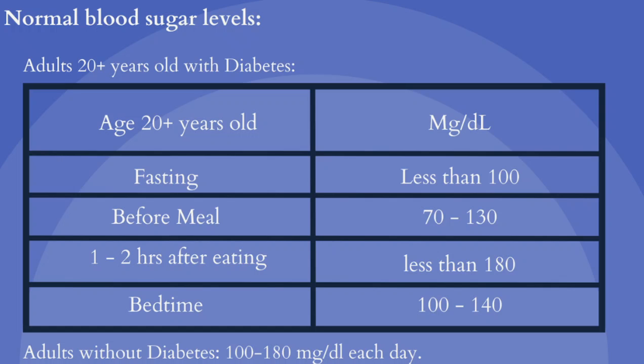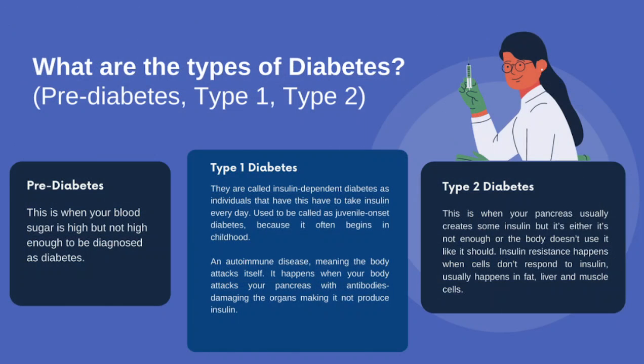So for the next one, we'll discuss different types of diabetes. First, we have pre-diabetes, or this is when your blood sugar is high but not high enough to be diagnosed as diabetes. This is the stage before type 2 diabetes. So the sugar level is higher than normal, but not high enough to be officially diagnosed.